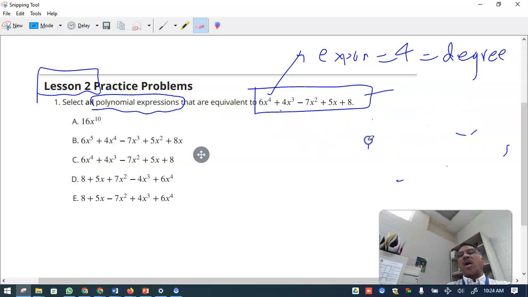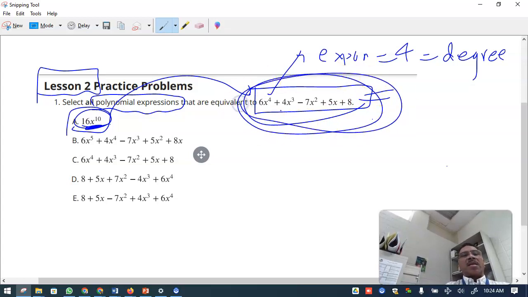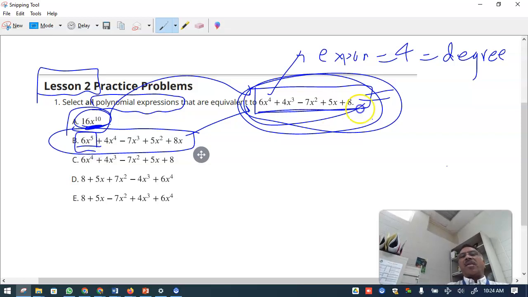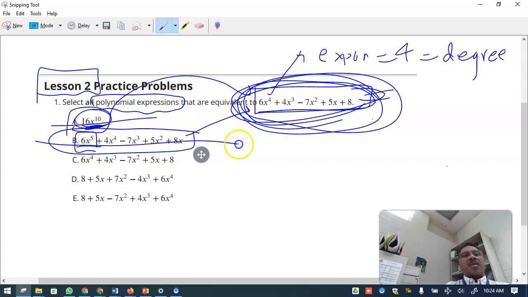Now in this case, which one is similar? Last week we spent time on adding, subtracting, and also using distributive properties. Now watch this. Is this equivalent to this? No. What is that? This is only 16x raised to. You don't see anything here. You don't see anything there. What about b, is it exactly similar? This is 6x raised to 5, and in this expression there is no 6x raised to 5. So this cannot be the answer.